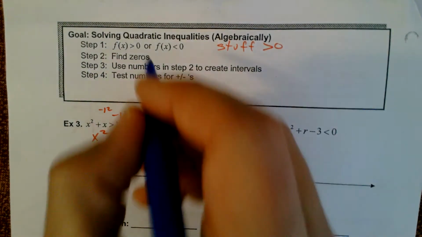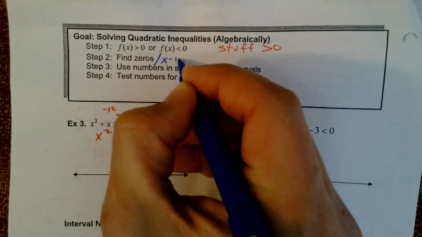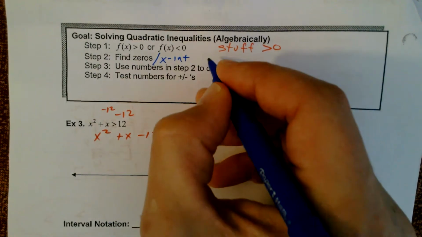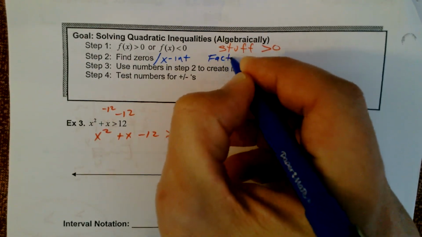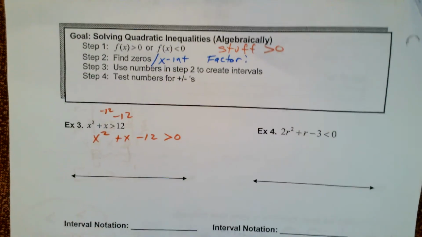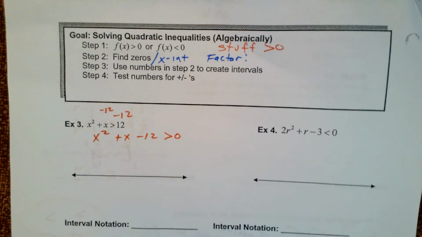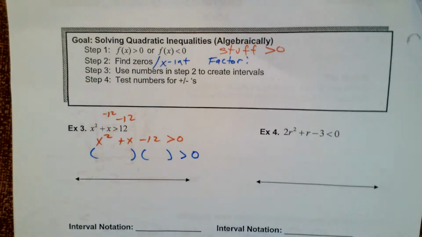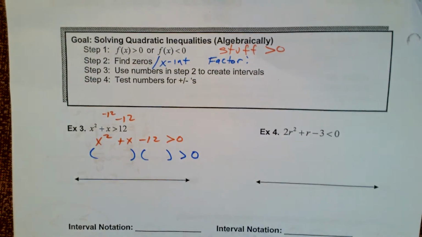Zeros, or x-intercepts, is where it touches or crosses the x-axis. And to do that algebraically, all we do is factor. So teach me how to factor. Everybody factor.